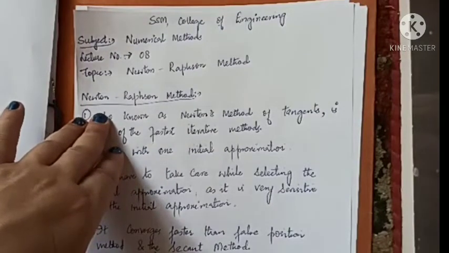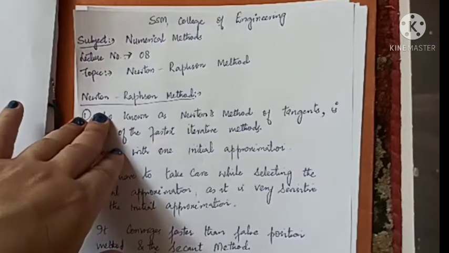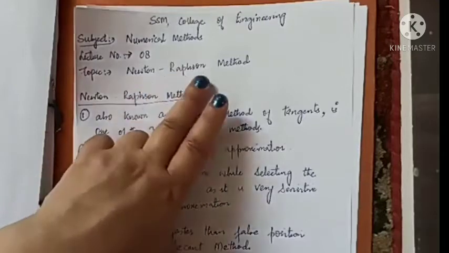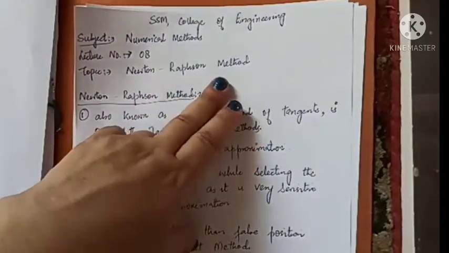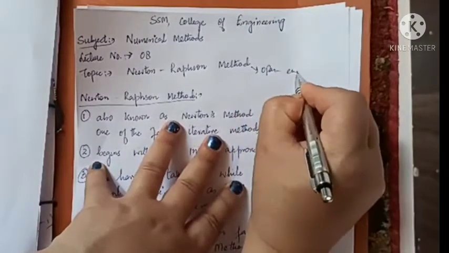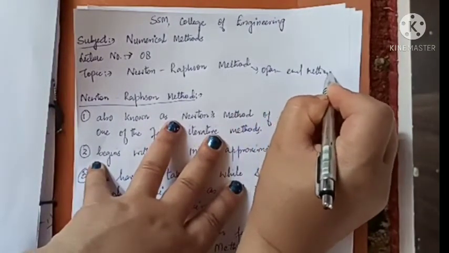Today we will see lecture number 8 from the subject numerical methods, and today's topic is the last topic in order to find the solutions of non-linear equations. Today's topic is the Newton-Raphson method, which is also called the open-end method or extrapolation method.